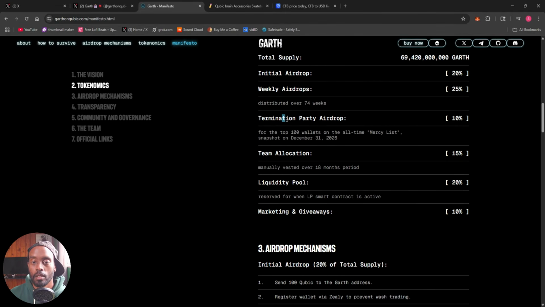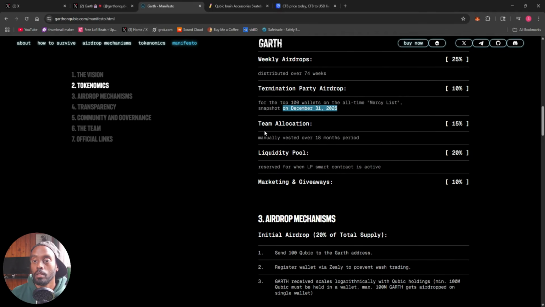See, termination party airdrop 10%, for the top 100 wallets on the all-time mercy list, which I guess is the people who participate the most, the top 100, I think in the Zeely thing. The snapshot is December 31st, 2026. So New Year's Eve next year. All right. Wow. So okay, 55% so far.